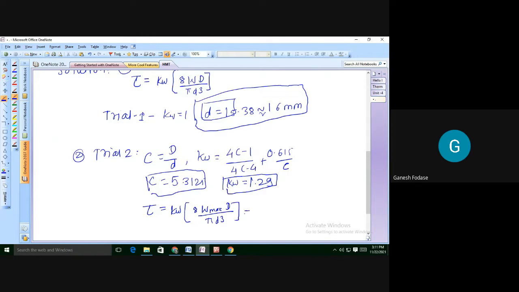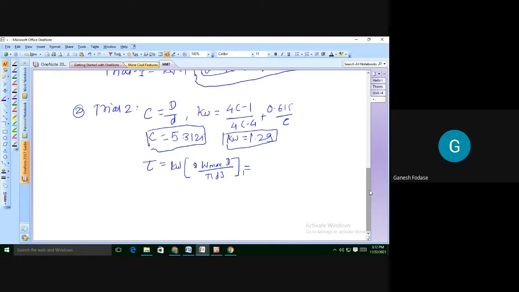Okay, let's put here values. kW is known to you, W max is already known, capital D is known. Sorry, tau is known, we need to find out small d in this case because tau value is given to you. So get value of small d, which is your wire diameter. That is the first design dimension you are finding. Yes, get value of small d.